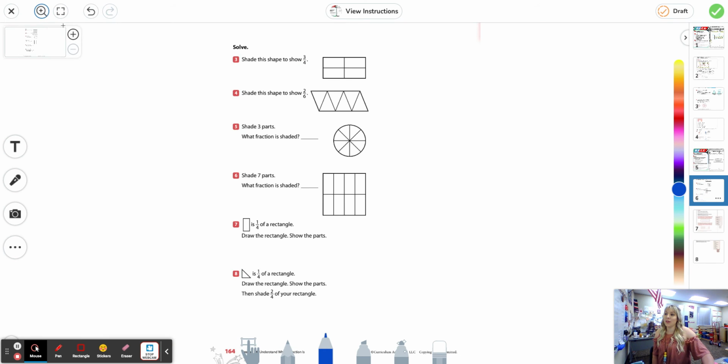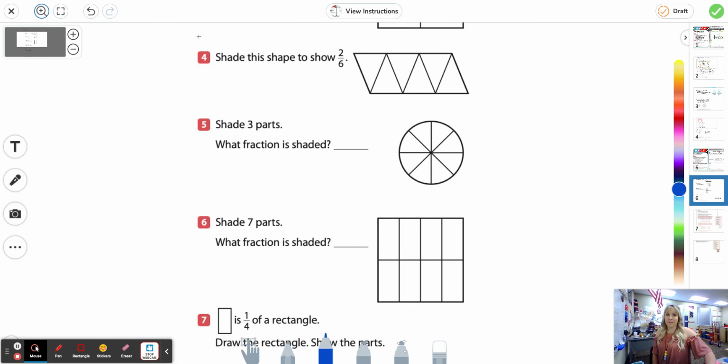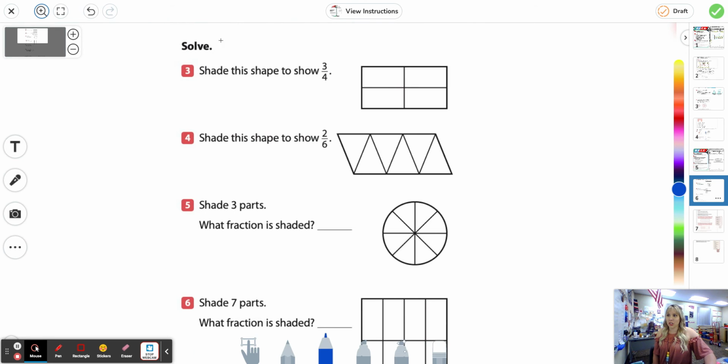On page 6, we are going to continue identifying and shading in fractions. Shade the shape to show 3/4. Remember, this bottom number tells me how many pieces there are altogether. 1, 2, 3, 4. The top number tells me how many I need to color in. I'm going to use my highlighting tool because my marker tool will cover over the lines and I want to still be able to see the lines.